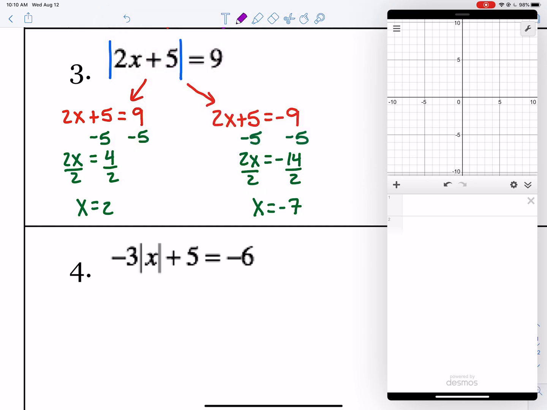Okay, so we just need to rewrite our problem so we could type it into Desmos. So we have the absolute value of 2x plus 5 equals 9.